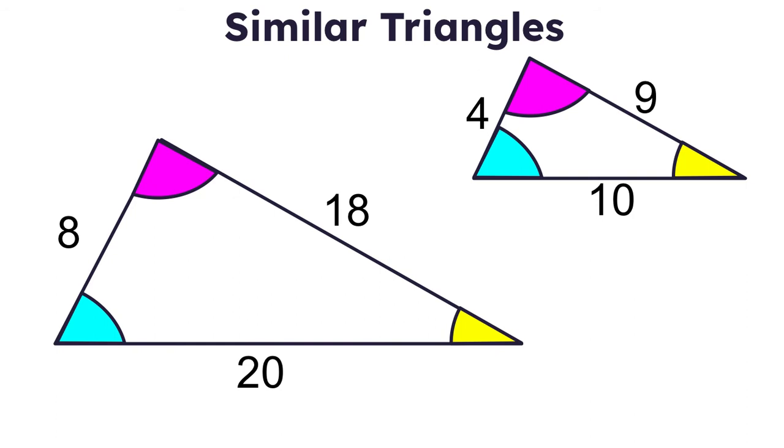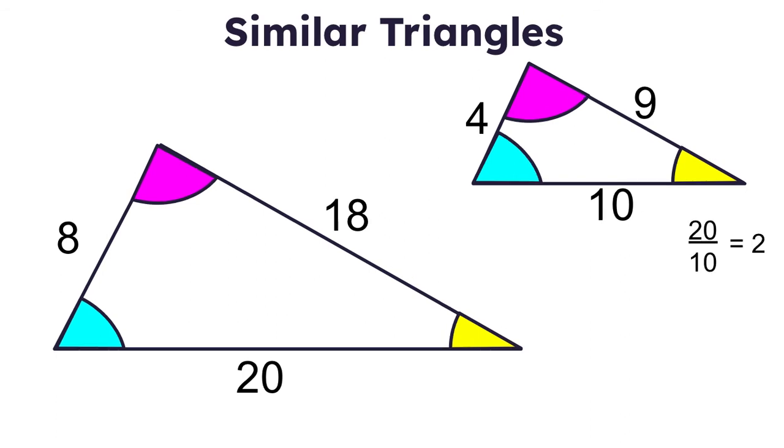Next, I'm going to look at the side lengths and try to figure out if they have the same ratio or the same proportion. So if we start with the 10 and the 20, those are a ratio of 2. The 18 and the 9 also have a ratio of 2. And then the 8 and the 4 have a ratio of 2. So these two triangles are similar. All their angles are equal. All their sides are proportional. There are three shortcuts that we can use to check whether or not triangles are similar to each other, though. We're going to go over those now.